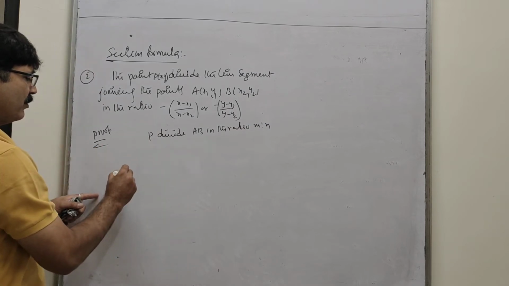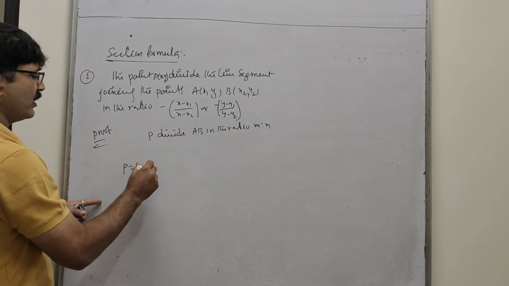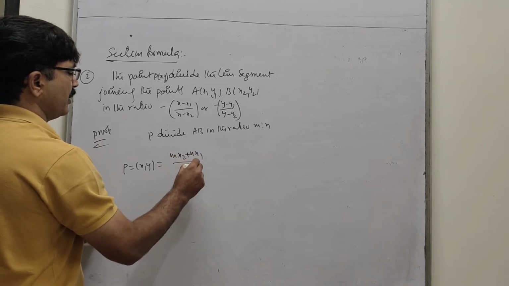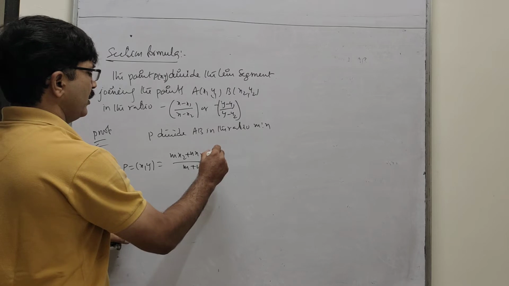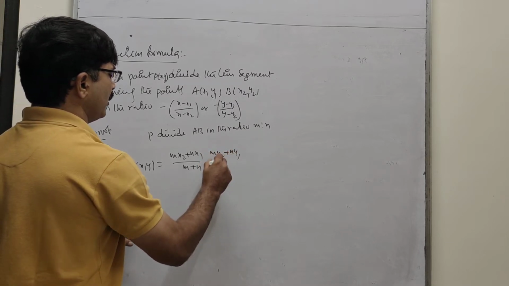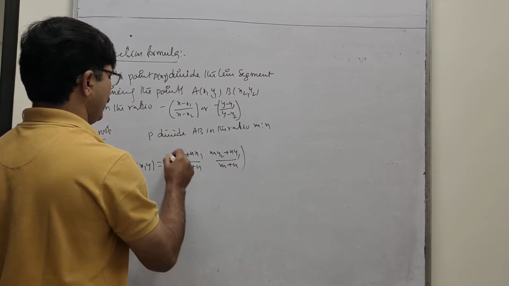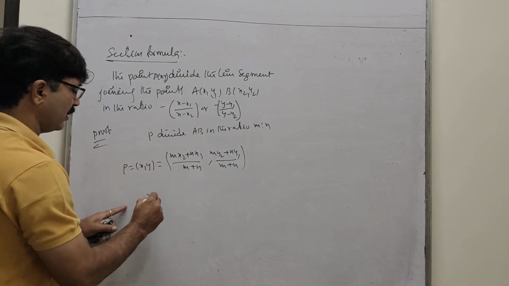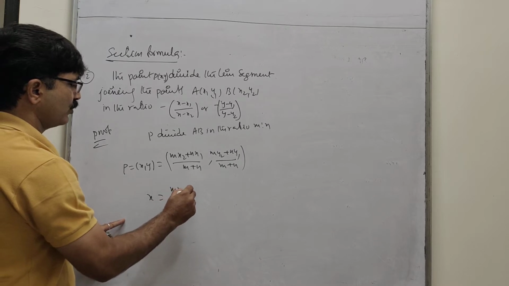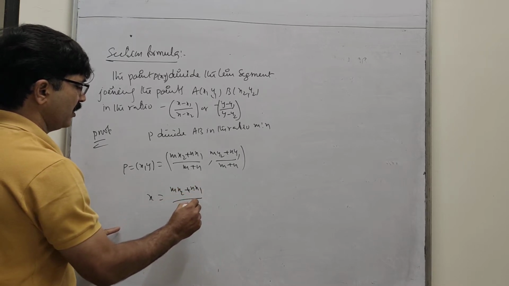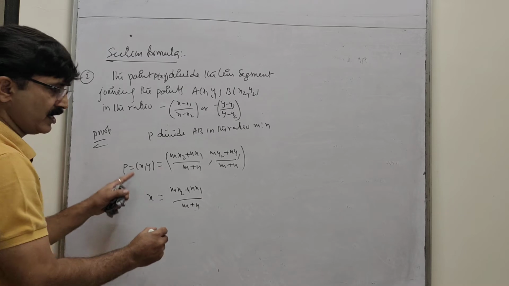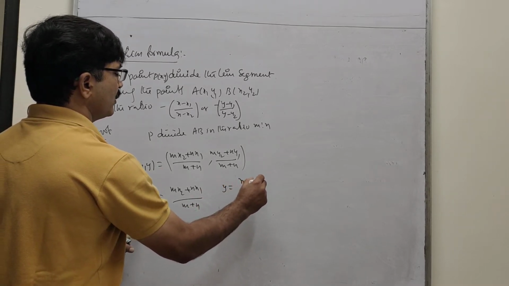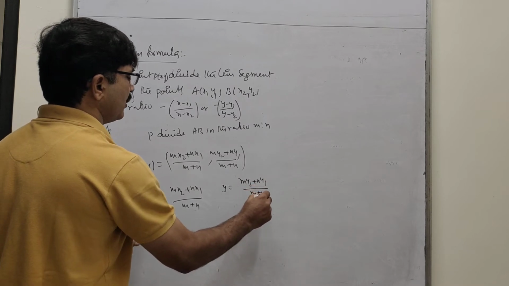Based on the internal formula, you will get x equals (m x2 plus n x1) divided by (m plus n), and y equals (m y2 plus n y1) divided by (m plus n), by using the internal formula only. Now how did we get this ratio? Very simple. x is equal to (m x2 plus n x1) divided by (m plus n), and y is equal to (m y2 plus n y1) divided by (m plus n) also.